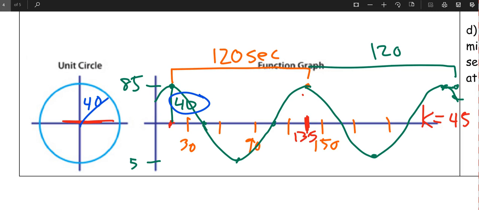Now, the 120 seconds. How does that relate to the Ferris wheel? How long it takes to make one complete revolution. All right, so that's the time for one revolution.